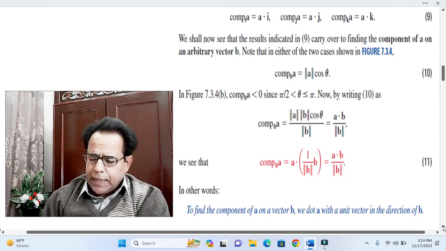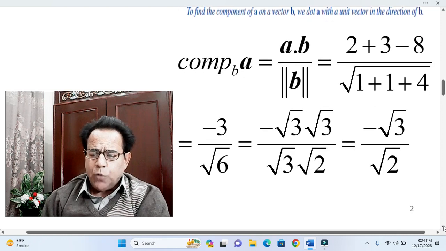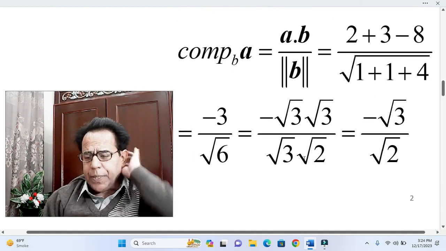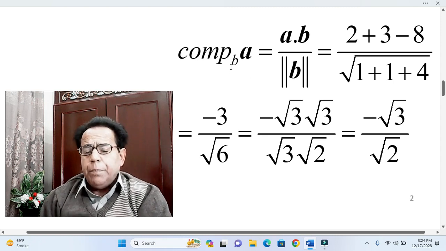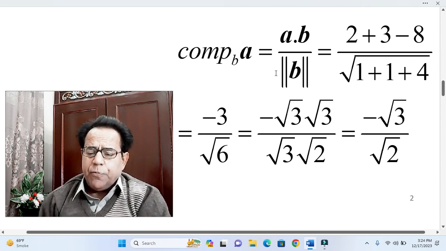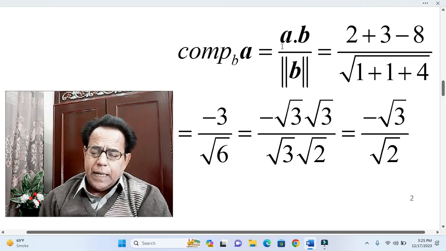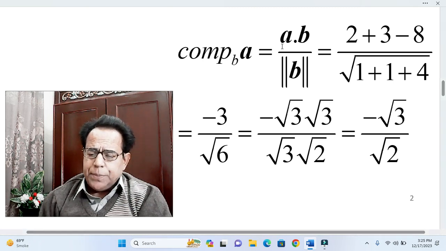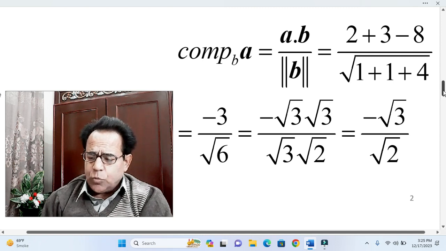Now let us see the component of B on A. It is equal to A dot B over B magnitude. As B is written as a subscript, B becomes the denominator in magnitude form, while A becomes the numerator and it is taken as a dot product with B. So dear students, A dot B is equal to this.